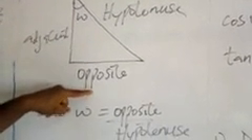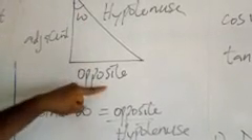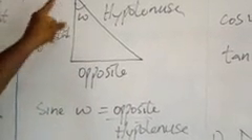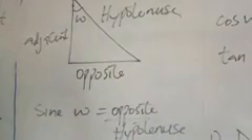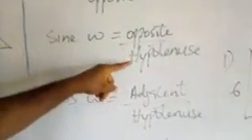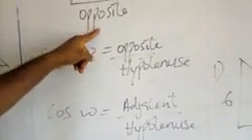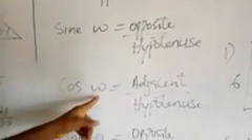This side that is opposite this angle of reference is the opposite. This is the adjacent, and the longest side is the hypotenuse. So sine of this angle is equal to opposite over hypotenuse. This is the opposite side over the hypotenuse. The cos is the adjacent over hypotenuse, and tan is equal to opposite over adjacent.